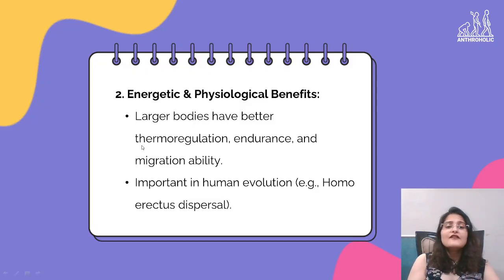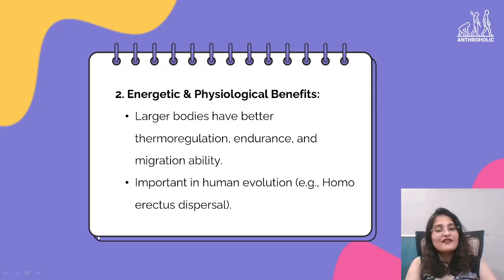Next are energetic and physiological benefits. Larger bodies have better thermoregulation. As I told you, fat is stored and the body can easily regulate itself. They have better endurance and can migrate. They can travel longer, so they can find more suitable places as and when required. Definitely in human evolution it was very important so that they could spread in and around. All the bigger animals you can see are much more spread around than the smaller animals, because smaller animals have a tendency to not travel that far; they cannot migrate that easily, right?